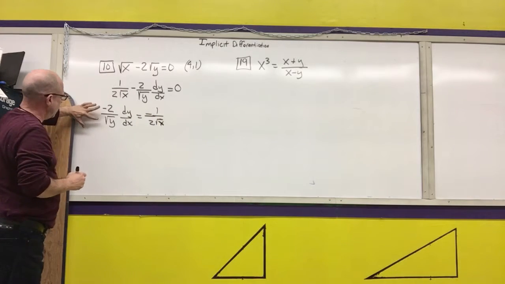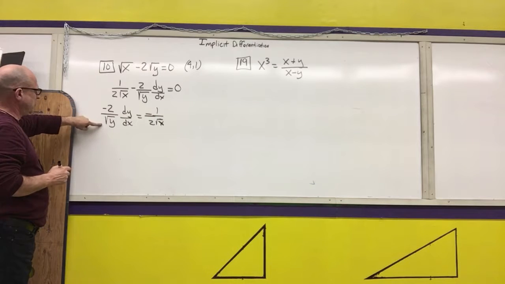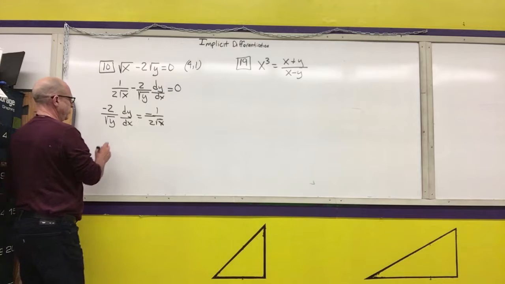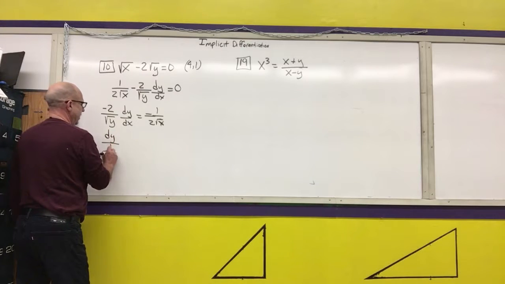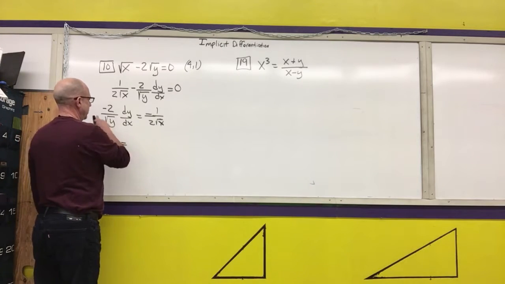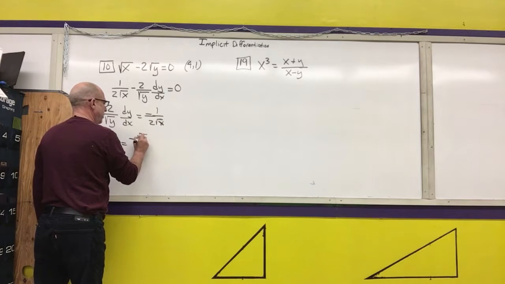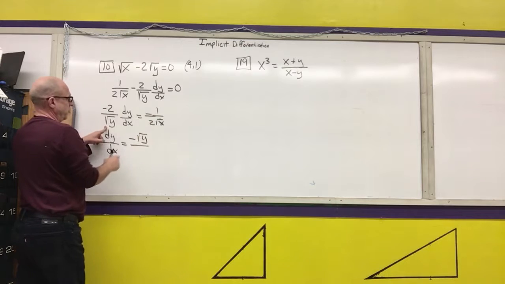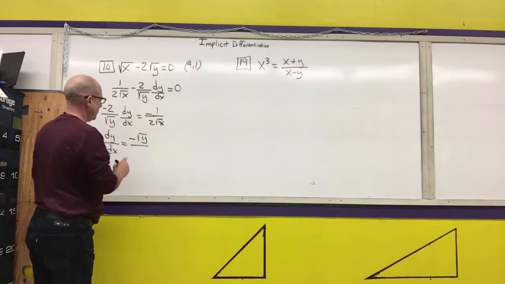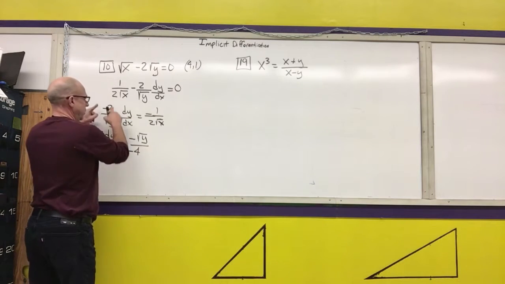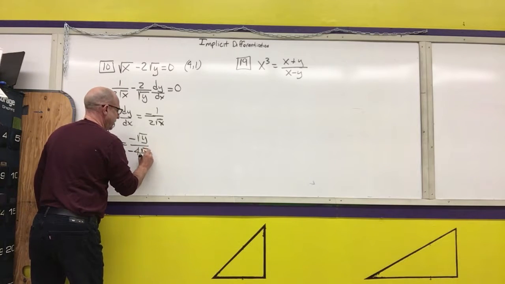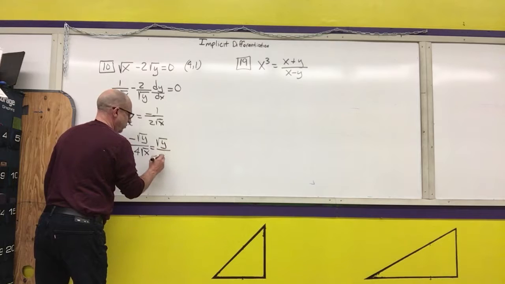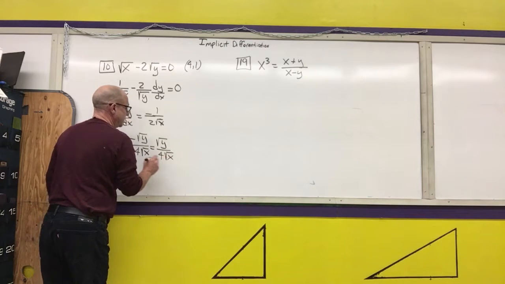Next step is to multiply by the reciprocal. So I'm going to multiply by y over negative 2. So I get dy/dx equals negative square root of y. Square root of y times negative 1 is negative square root of y. Negative 2 times negative 2 is negative 4 times the square root of x, which gives me the positive square root of y over 4 square root of x.